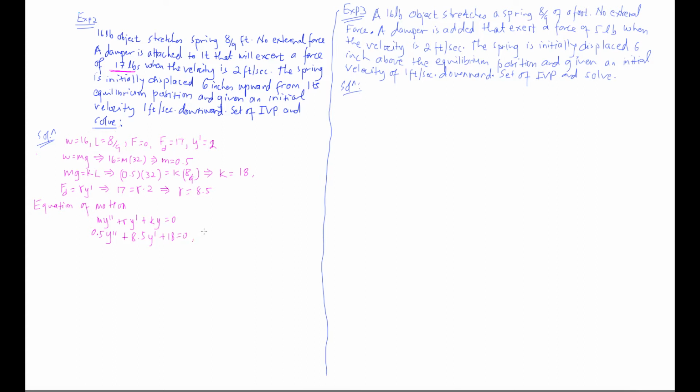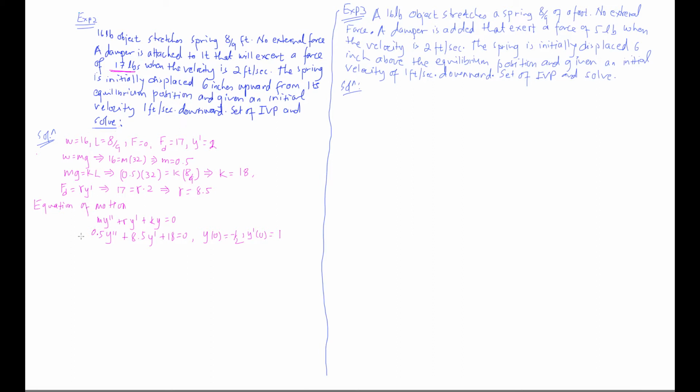And then what is the initial condition? y at 0 equals -1/2, because at the beginning the mass or the object is displaced 6 inches above. That means in terms of feet, it is 1/2 feet. Since it is above, it is the negative direction. Also, you have y prime at 0 equals 1, right? Because it said the initial velocity is 1 feet per second.